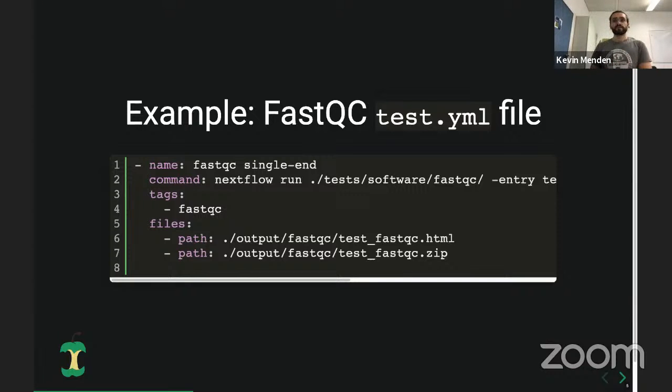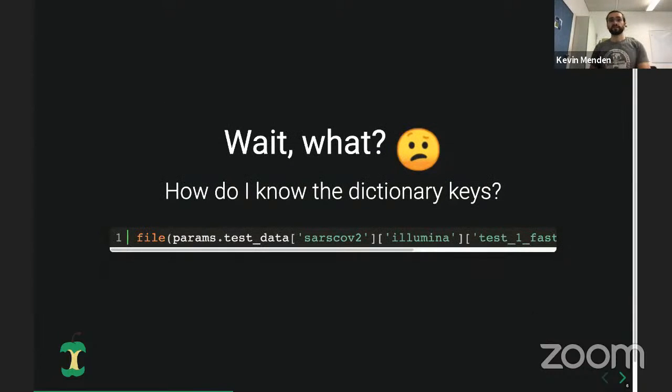All right, so these are basically the files that make up the tests. Now you might be wondering how you actually know these dictionary keys that I showed you earlier. As a quick recap, to define the file that we want to use for testing, we have this command file, which is an extra command to define a file. And then we have the test data parameter. Within this parameter, which is basically a dictionary, we look for the test1 fastqc gz entry of this dictionary using the SARS-CoV-2 and Illumina keys.